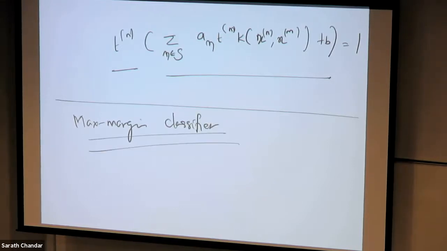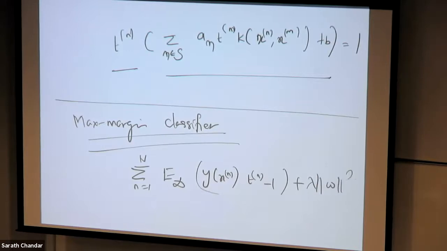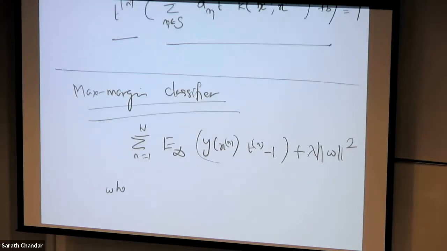So this is trying to minimize the following error function. Okay. So the error function is this: summation over n equal to 1 to capital N of E infinity of y of x_n t_n minus 1, plus lambda times w squared. Where E infinity of z is equal to 0 if z is greater than or equal to 0 and infinity otherwise.